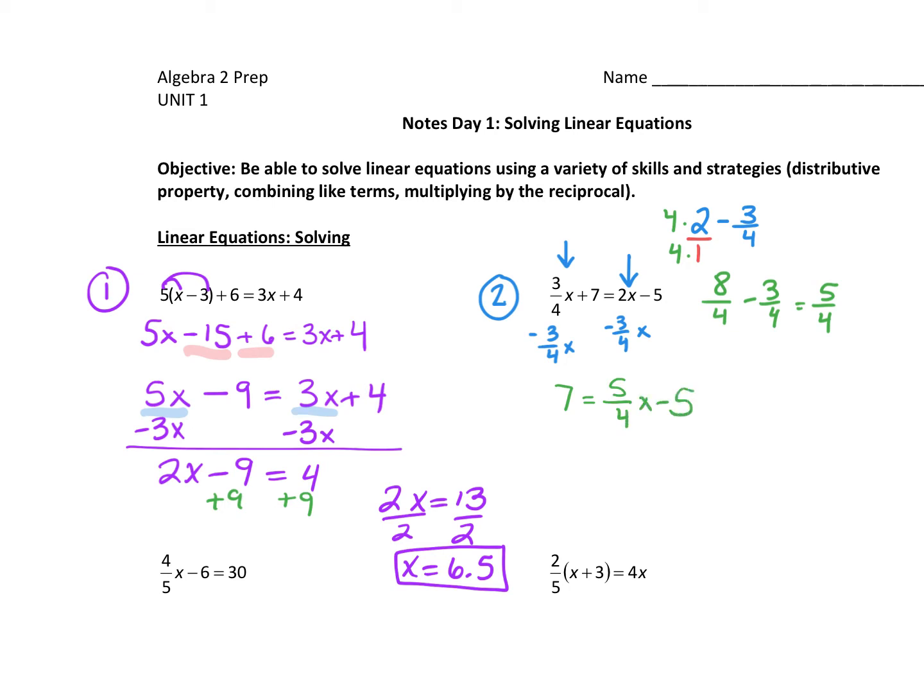Now I want to get the x alone, so this negative 5, I'm going to add 5 to both sides because I'm doing that inverse operation. Now I'm going to have 12 equals 5/4 x. So when we have a fraction, to get the x alone in this case, I need to multiply by the reciprocal of the fraction.